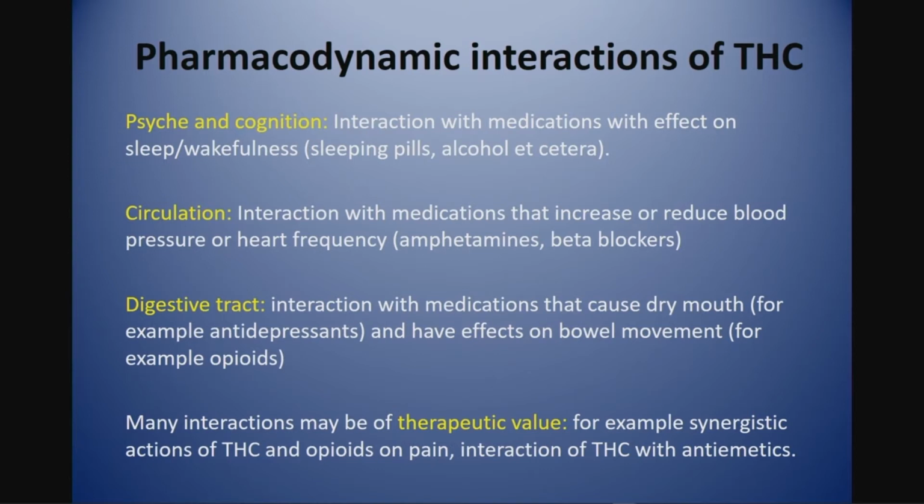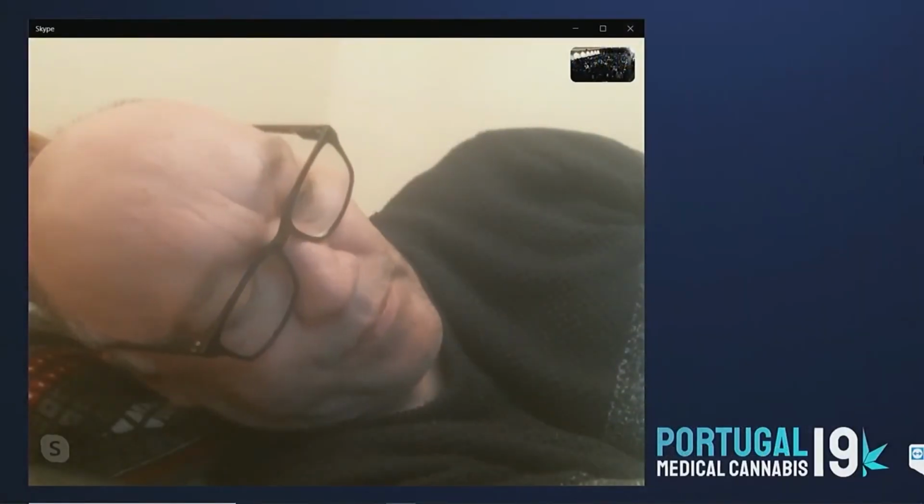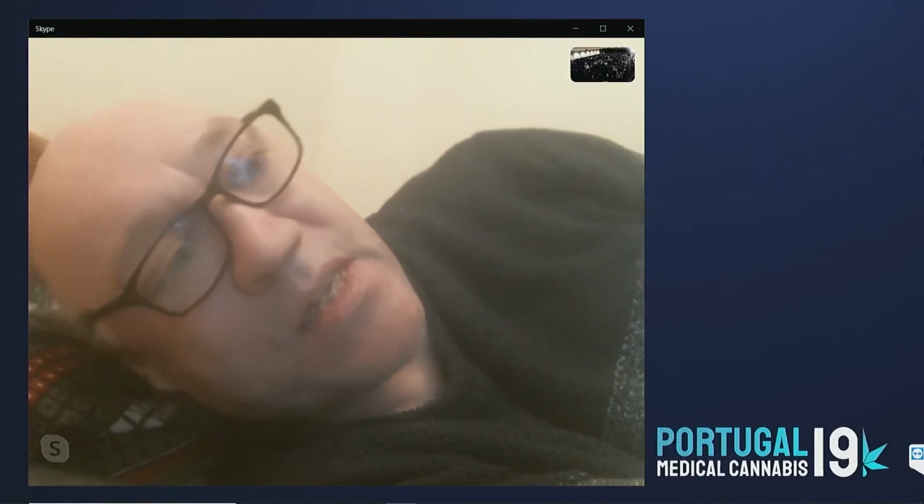Many interactions may be of therapeutic value. For example, you may find synergistic actions of opioids and THC in pain therapy, or you might find interactions between THC and medications used for reduction of intraocular pressure. There may be additive or synergistic effects. So this may be used therapeutically. You may reduce the amount of opioids so that side effects are reduced if you give cannabis in addition. I think this is rather easy to understand.